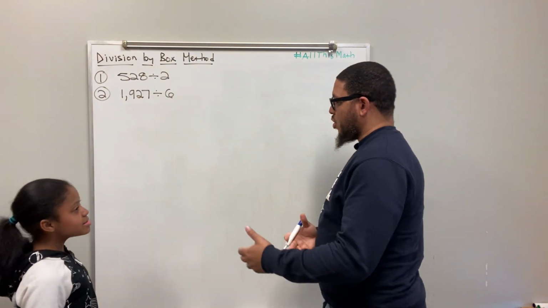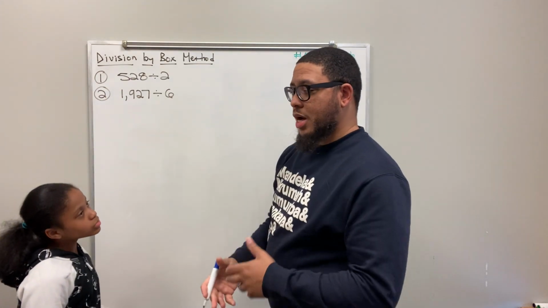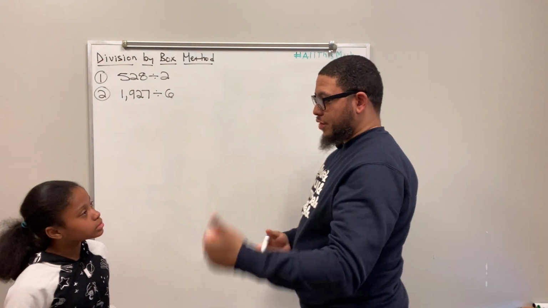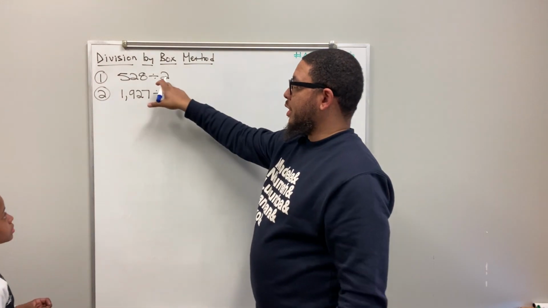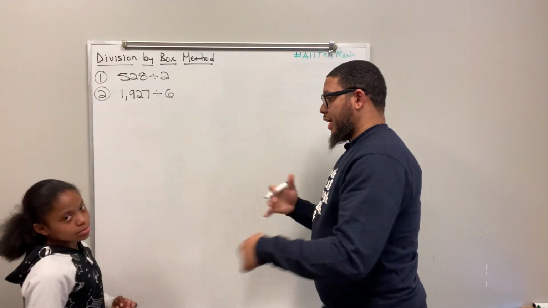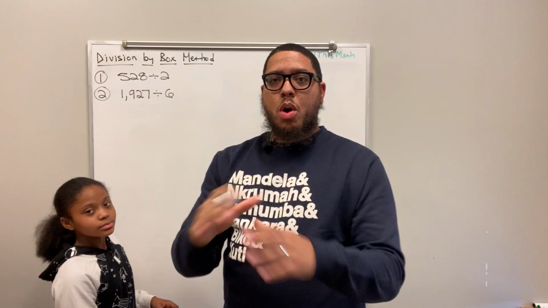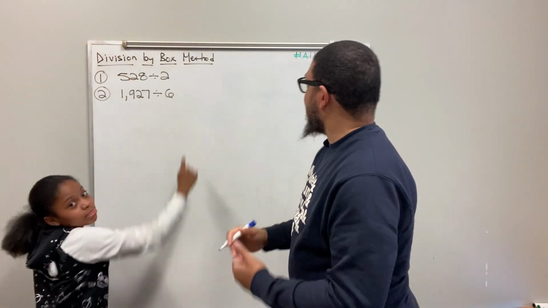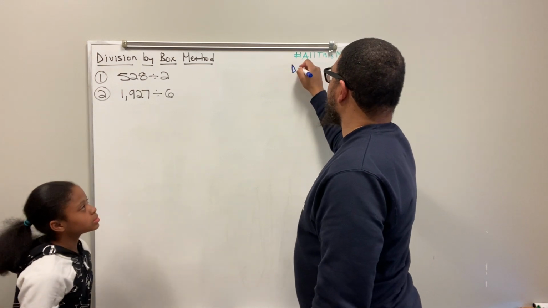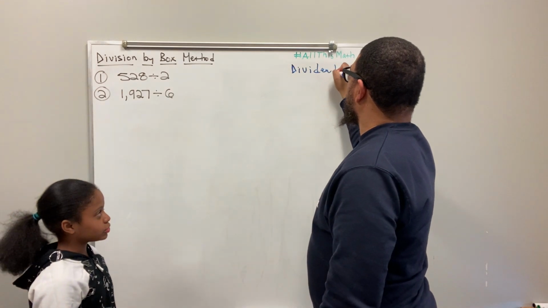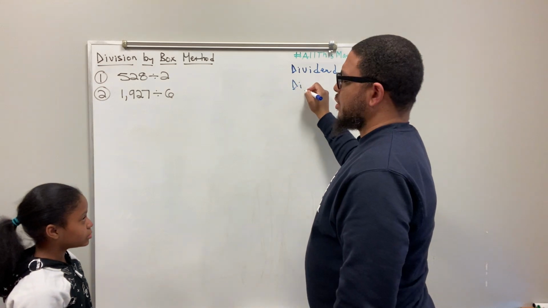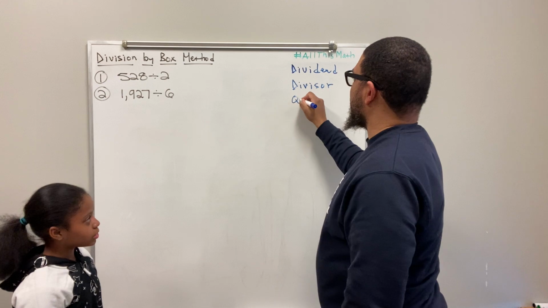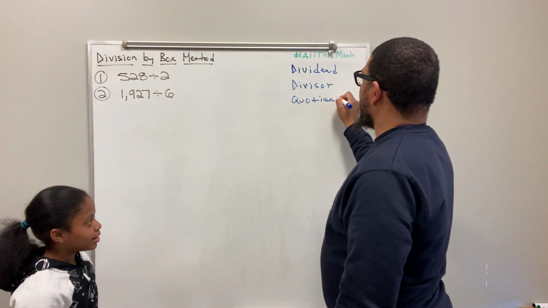Now, these are all mathematical terms that you're going to memorize over time. The first number in a division statement is called the dividend. The second number is the divisor. And the answer you get is called the quotient. Dividend, divisor, quotient. Let me write those down. Dividend, first number. Divisor, second number. And the answer is called a quotient.